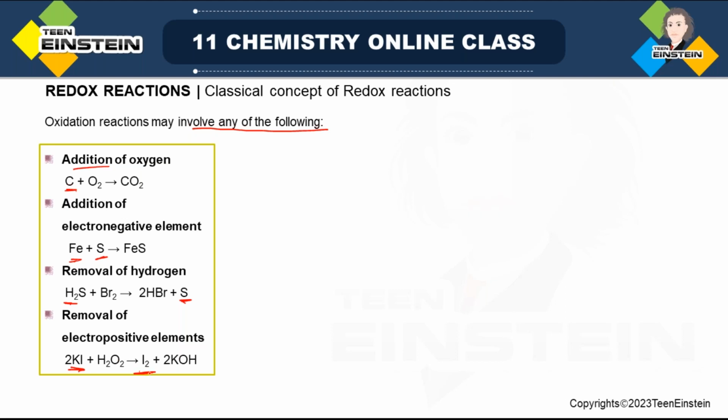That means from KI, the K part is gone, only iodine is left. So with respect to iodine, there is removal of an electropositive element, which is potassium in this case, and this is also an example of an oxidation reaction. So when we are talking about addition, it is basically oxygen or any other electronegative element, and when we are talking about removal of any atom, it is basically hydrogen or any electropositive element. So these are the ways we can define an oxidation reaction. It may involve any of these four processes.